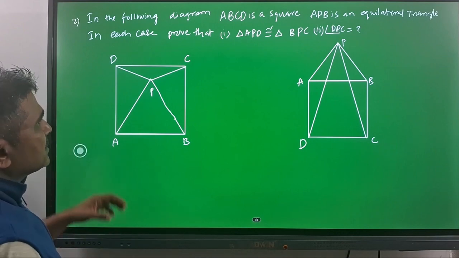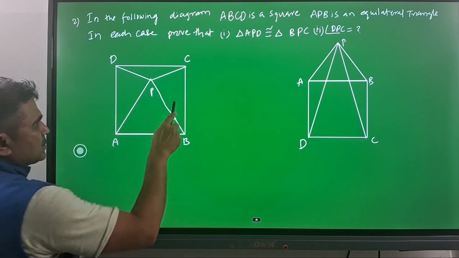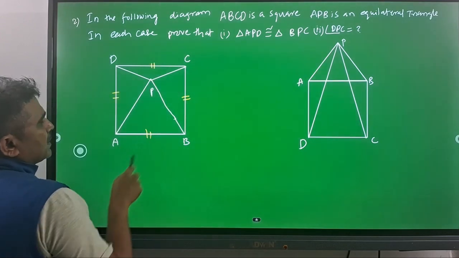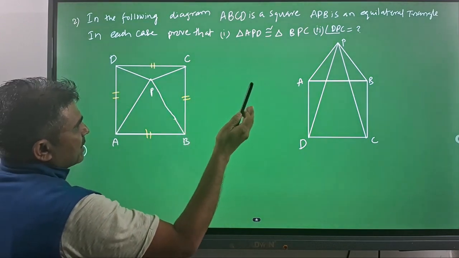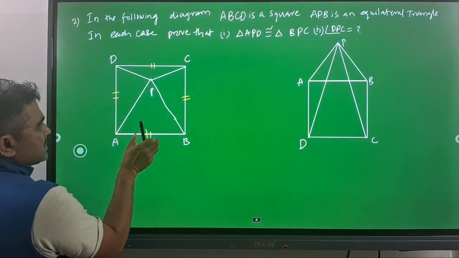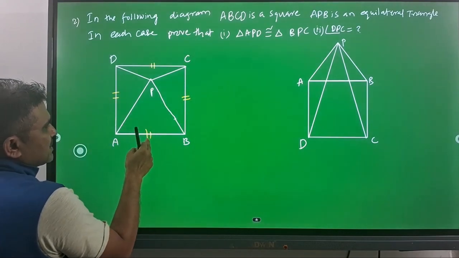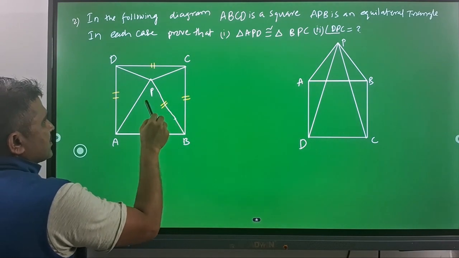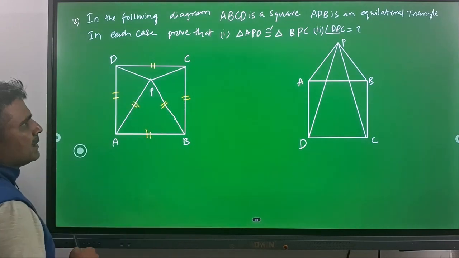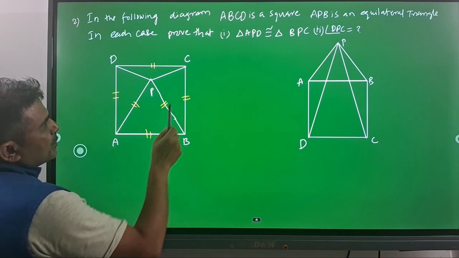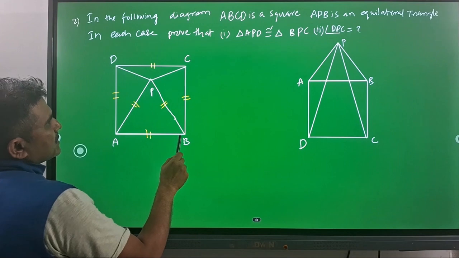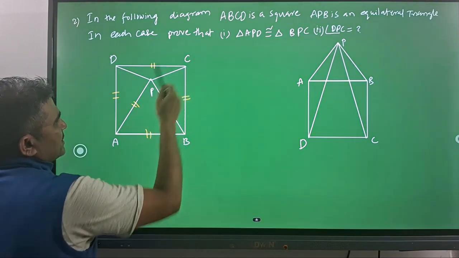Consider the first picture. ABCD is a square, so all sides are equal, and APB is an equilateral triangle. So equilateral means all three sides will be equal. This is the same as this one, and this will also be the same as this, and here also the same. We need to prove triangle APD congruent to triangle BPC.